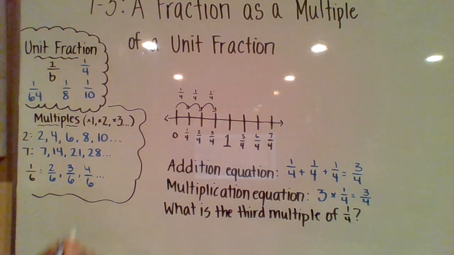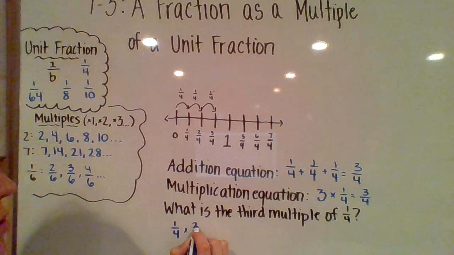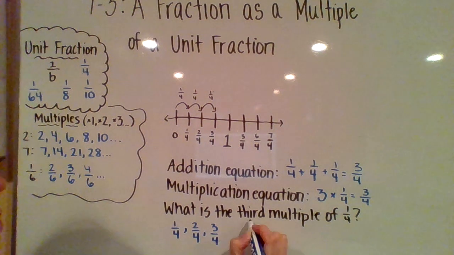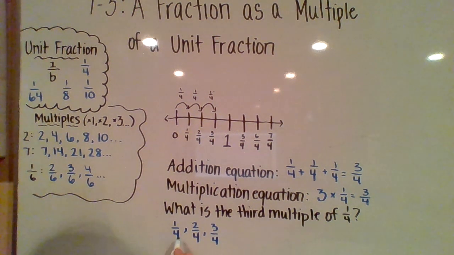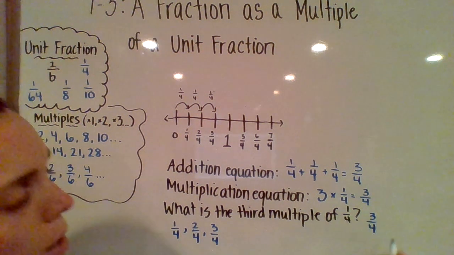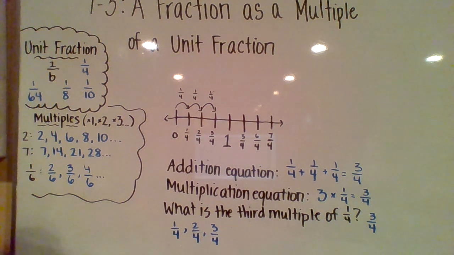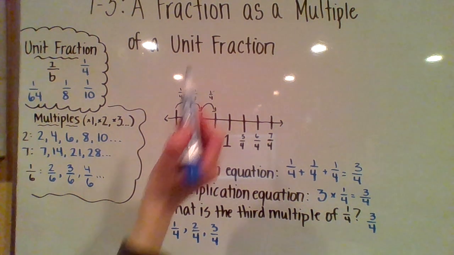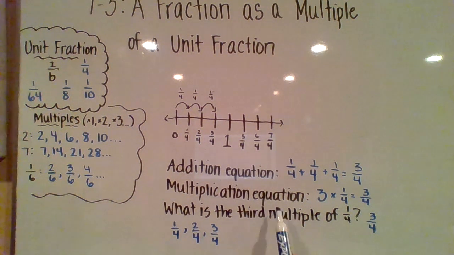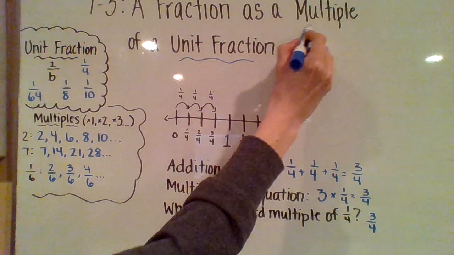Now, thinking about multiples, what is the third multiple of 1/4? Well, 1/4 times 1 is 1/4, 1/4 times 2 is 2/4, and 1/4 times 3 is 3/4. So what is the third multiple of the unit fraction 1/4? The answer is 3/4, making you realize you just found the third multiple of 1/4. And that's really our lesson today, using equations to answer problems with unit fractions and thinking of multiples.